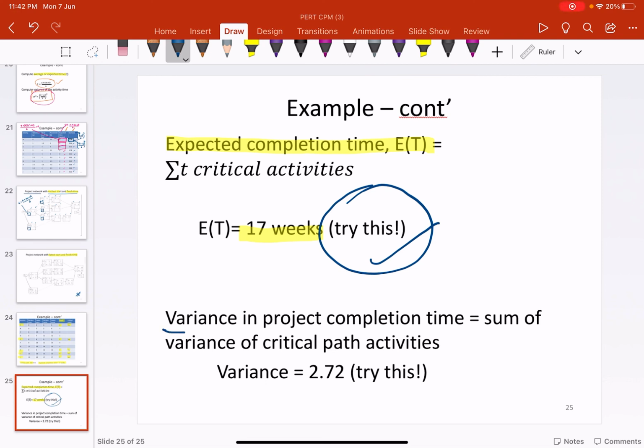Then the variance in the project completion time is the sum of the variances of the critical path activities, and you also need to try this and see whether you get the variance as 2.72 or not. Okay, good luck.